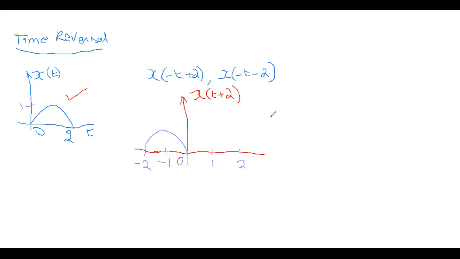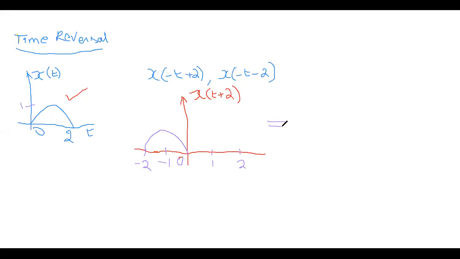In the earlier case, I first took x of minus t, which can be obtained from x of t, and later added plus 2 and minus 2 to the times. But in this case, this is completely different. First of all, I am considering the x of t signal, and I am going to apply the time shifting operation on this signal. So x of t plus 2 means it is advanced by 2 units.